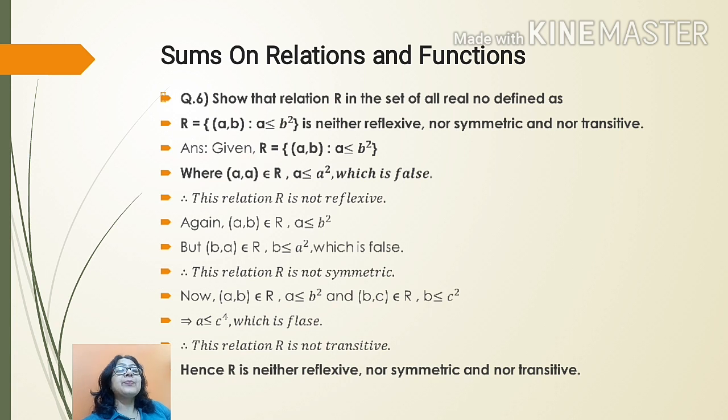Next, (a, b) belongs to R means a is less than or equal to b squared. (b, c) belongs to R means b is less than or equal to c squared. From these two relations, we can write a less than or equal to c to the power 4, which is not true, which is false. So this relation R is not transitive. Hence, the relation R is neither reflexive, nor symmetric, nor transitive.